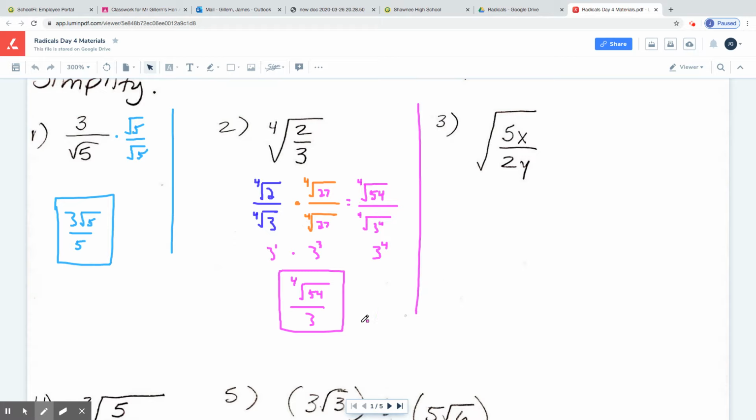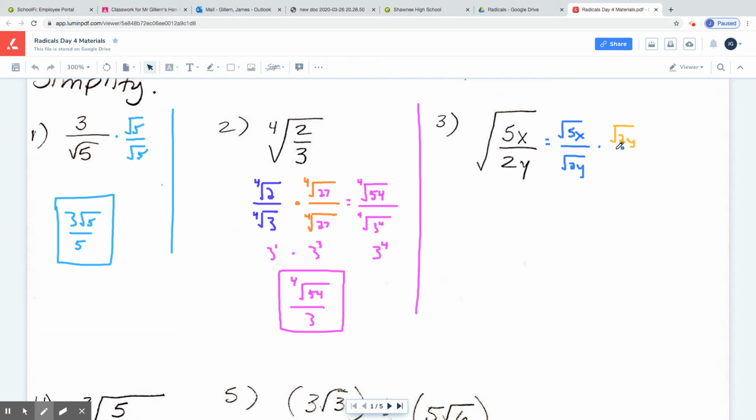That's number 2. All right, number 3. We're back to a square root. So why don't you guys go ahead and see if you can figure out number 3. The first thing you should have done is split it up to the square root of 5x over the square root of 2y.